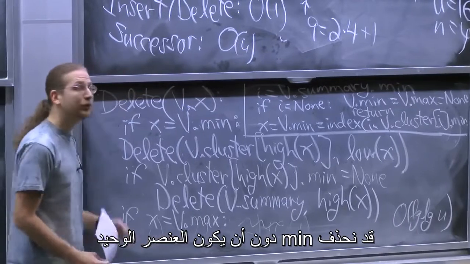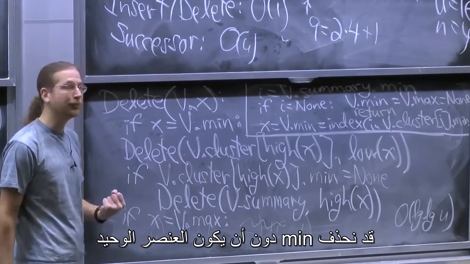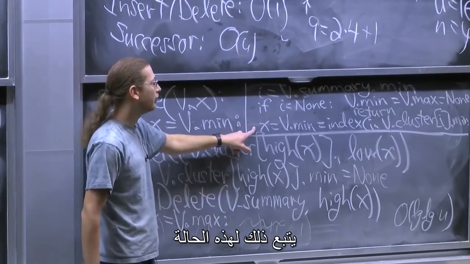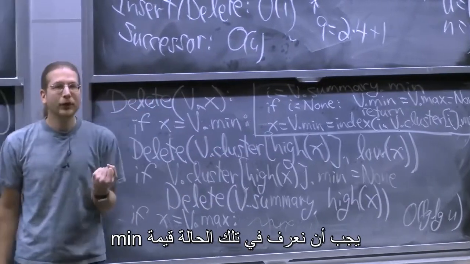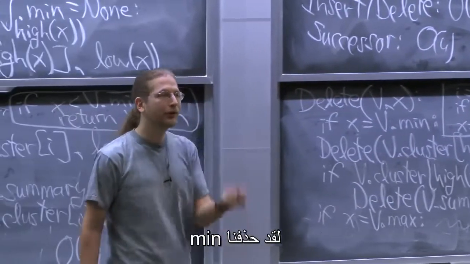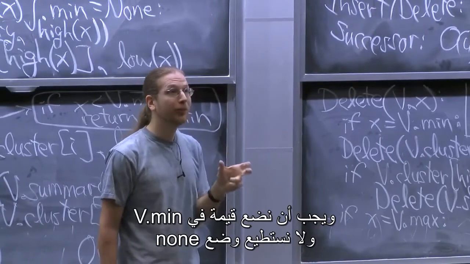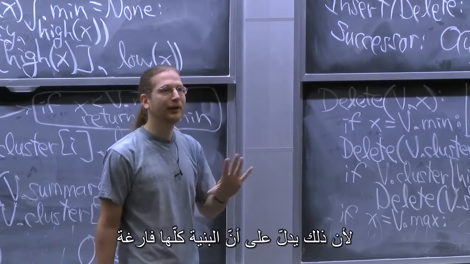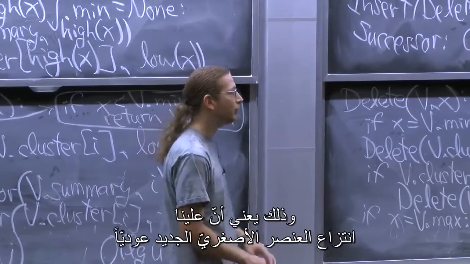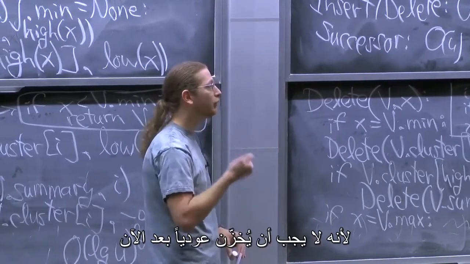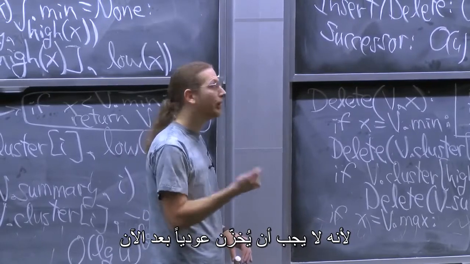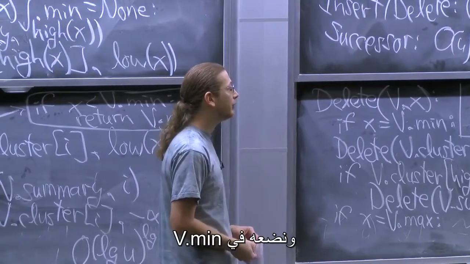Now, it could be we're deleting the min, but it was not the only item. So that's this situation. In that situation, we want to find out what the min actually is. We just deleted the min. We want to put something in v.min. We can't set it to none because that indicates the whole structure is empty. So we have to recursively rip out the new minimum item, because it should not be recursively stored anymore. And then we're going to stick it into v.min.